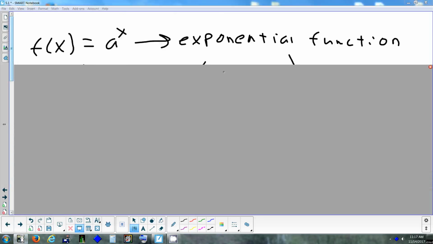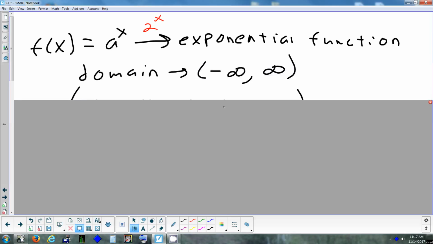Okay, the reason? If you take 2, and I asked you what numbers can you raise this 2 to? You can raise it to any number you want. You can raise 2 to a positive number. You can raise 2 to a negative number, fractions, decimals, or 0. So there's no limit for the domain. It's all real numbers.